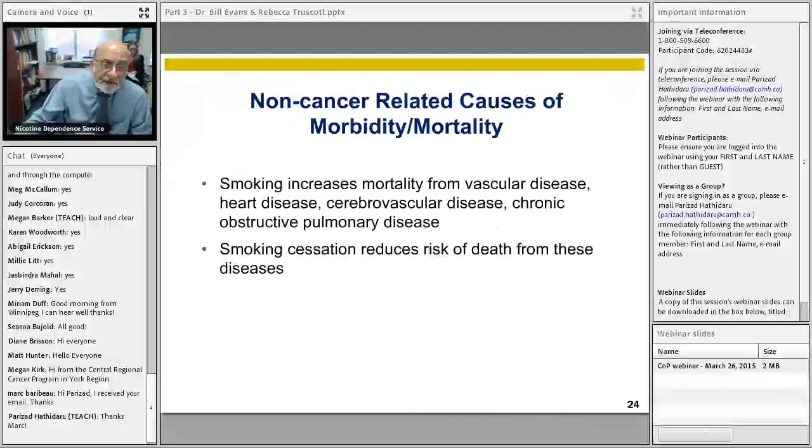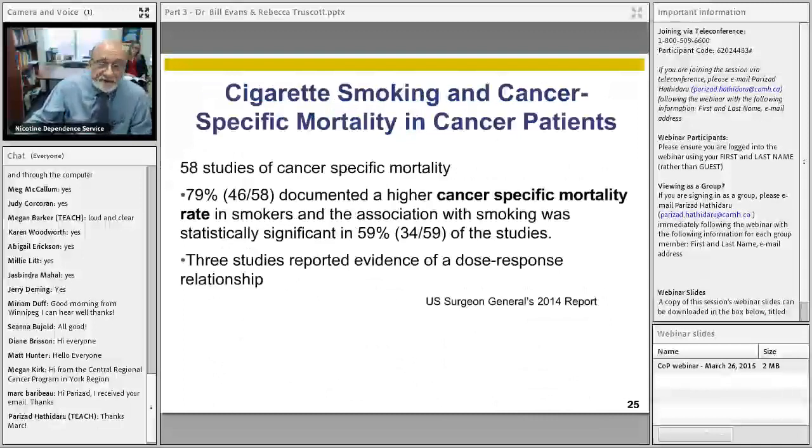And we know fully that smoking increases mortality from a variety of non-cancer related diseases like vascular disease, heart disease, cerebral vascular disease, and COPD. And smoking cessation reduces risk from these diseases, and sometimes very quickly, as in the case of risk of heart disease. So it's not surprising that all-cause mortality would be reduced in the cancer patient who stops smoking.